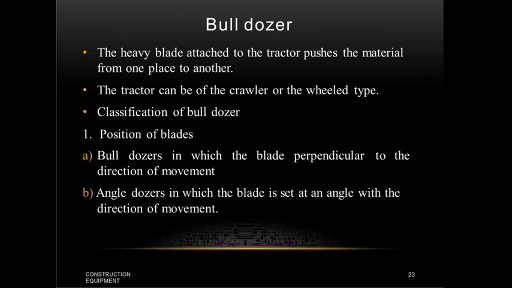According to base of control, it is cable controlled and hydraulically controlled. According to base of mounting, it is wheel mounted and crawler mounted. And according to position of blade, there is the bulldozer with a blade perpendicular to the direction of movement, and an angle dozer, in which the blade is set at an angle with the direction of movement. So these are the different classifications of bulldozer which are used in construction.